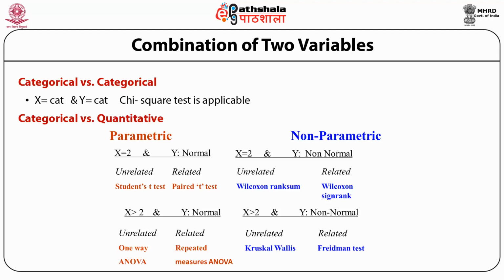The categorical variable has more than two levels, and y is assumed to be normally distributed. If it is an independent sample, one-way ANOVA, one-way analysis of variance, has to be applied. If it is related, then repeated measures analysis followed by some post hoc comparison is required. In the case of a non-parametric test, x has more than two levels. For unrelated samples, we have to apply the Kruskal-Wallis test. For related samples, we have to go for the Friedman test followed by probability adjustment if it is significant.